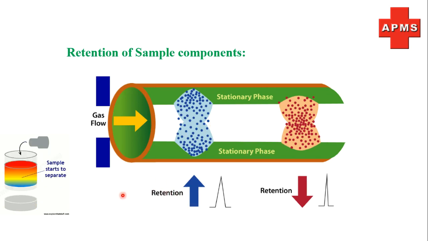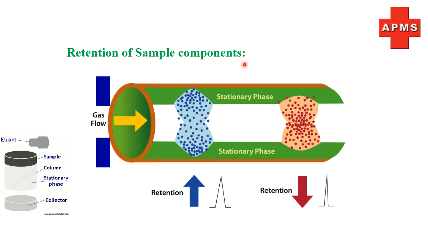Okay, so here we can see that these are retained more time, so its retention is high. Blue colored particles have more retention, but these have low retention. As we get their peaks finally, we get large peaks with high area for more retained products, but short peaks, smaller peaks or low area peaks for less retained products or sample components.